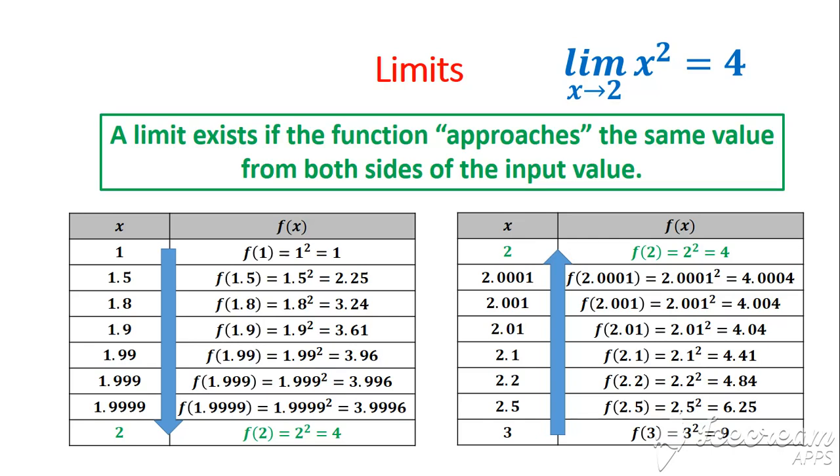Now it's important to note, this is a really important idea: a limit exists if the function approaches the same value from both sides of the input value. So our input value here is 2, and as we approach it from below 2, from 1 and get closer to 2, it should be the same limit as if we approach it from above 2 and come back towards 2.